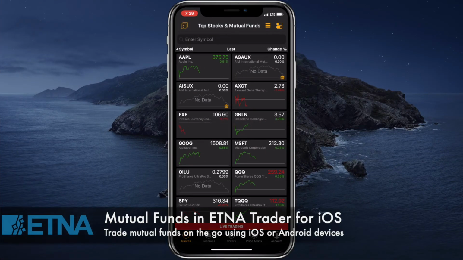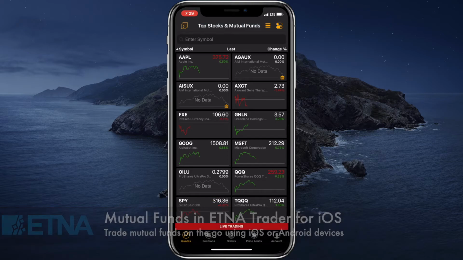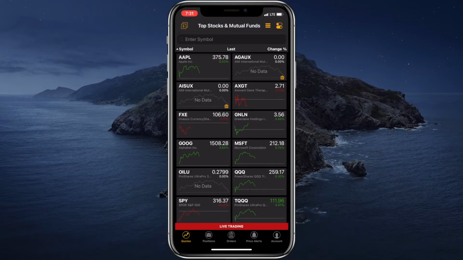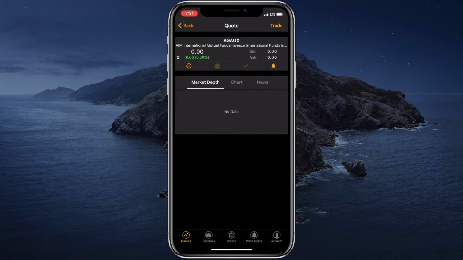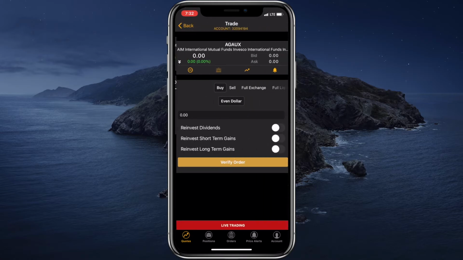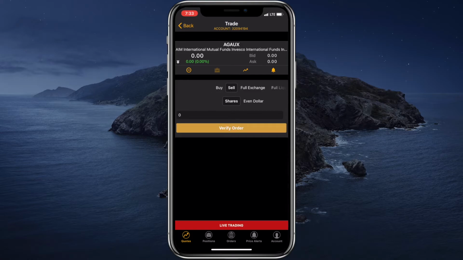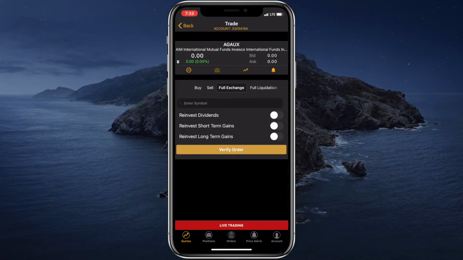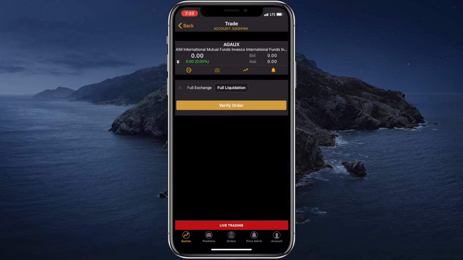Trading of mutual funds is fully supported in our mobile apps as well. Let's go to our iOS app. Let's tap on some mutual fund. Let's tap Trade. And here we have a similar user interface for trading mutual funds. We can buy the fund, sell it, exchange it, or perform full liquidation.